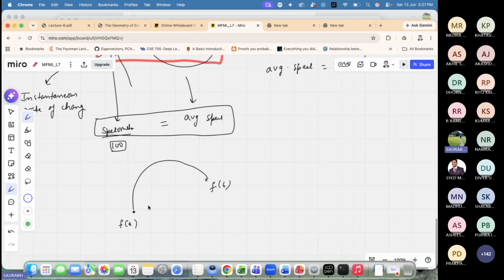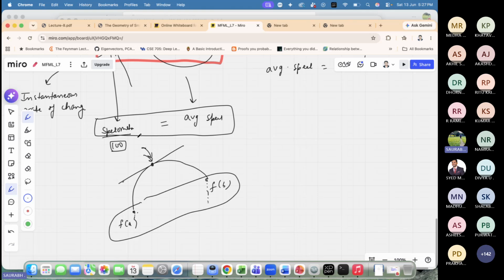Now, if both of them are not the same, then at some point you would have the rate of change, let's say here, f dash c at this point, equal to the difference between the function's value at B and the function's value at A, right? f(b) minus f(a) divided by b minus a. So the instantaneous change at that point would be equal to the average rate of change.